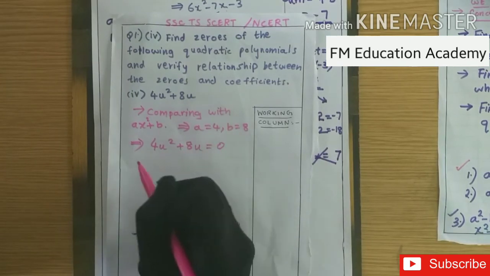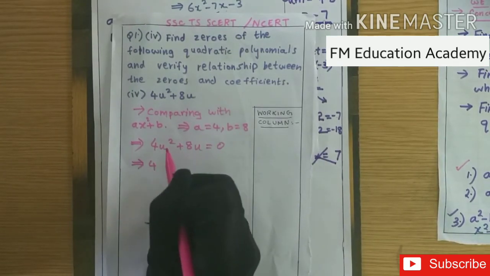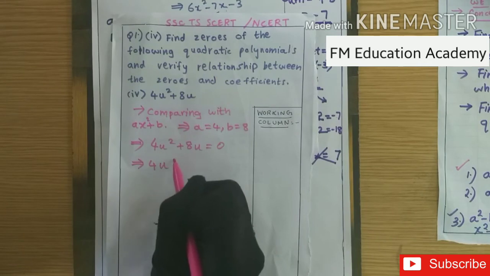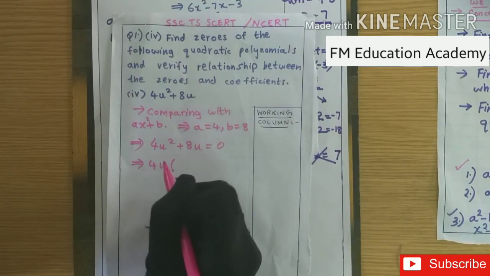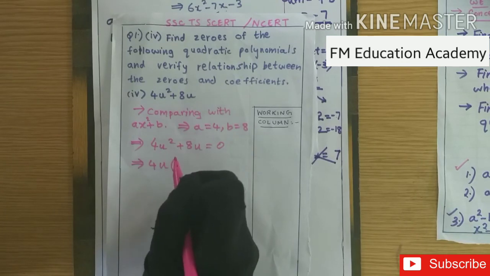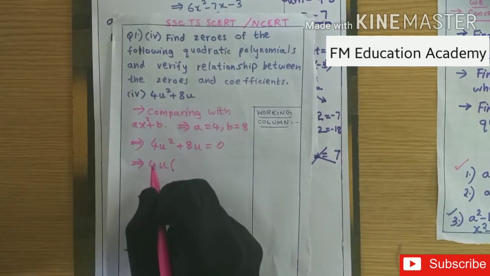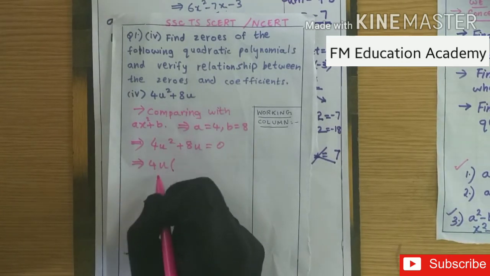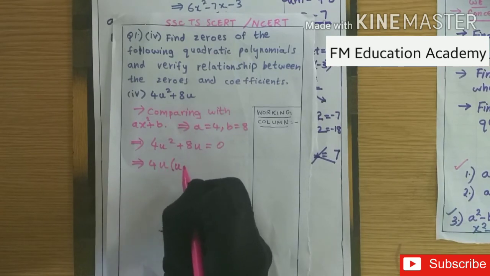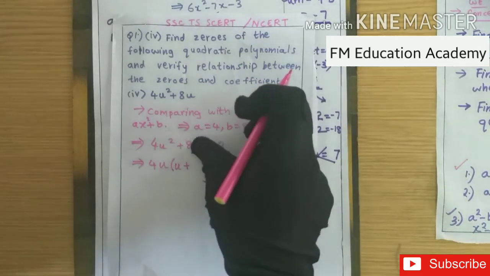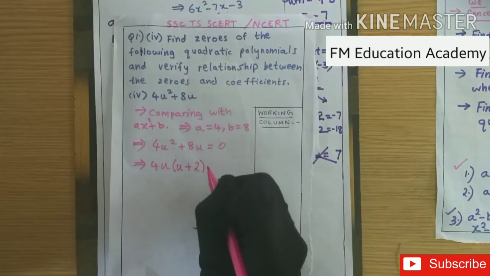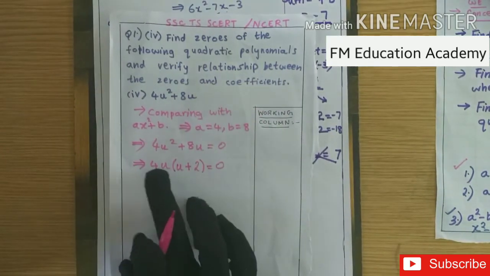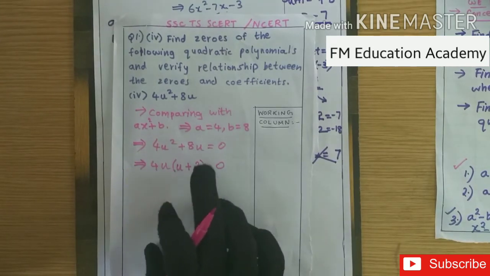Now, between 4 and 8, 4 is common, and between u square and u, u is also common, because u is present here also, u is present here also. I have taken 4 common and u common, so only 1 u is left. Plus, already I took u common and also 4 common, so what is left? 4 2s are 8, so only 2 is left. So verify: 4u into u is 4u square, 4u into 2 is 8u.